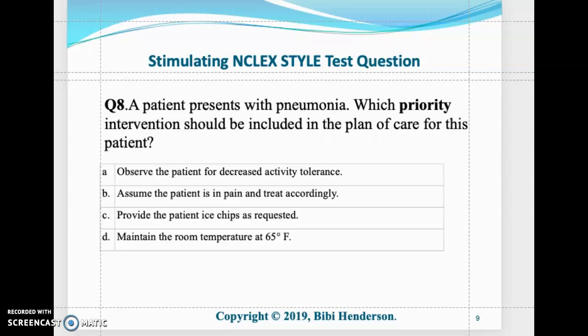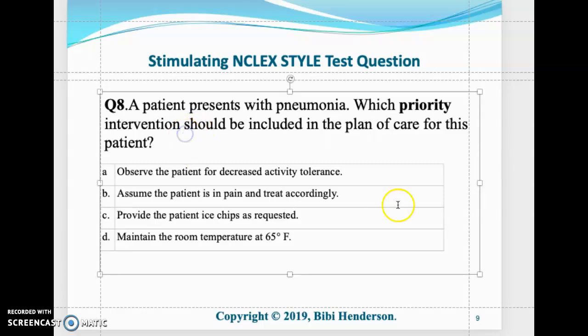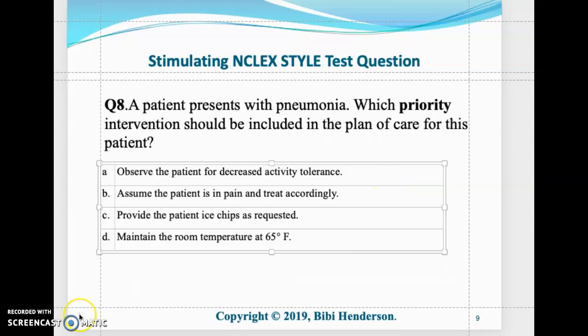Question 8, the patient presents with pneumonia. Which priority intervention should be included in the plan of care for this client? The correct answer is A as in alpha.